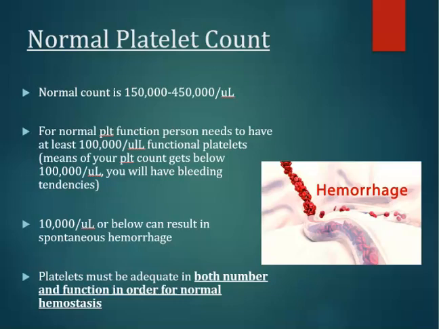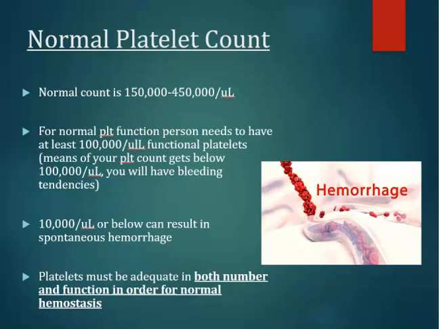So what's your normal or average platelet count for a patient? The normal platelet count is 150,000 to 450,000 platelets per microliter. For normal platelet function, a person needs to have at least 100,000 platelets per microliter. And this means if your platelet count gets below 100,000, you will have bleeding tendencies. So you want at least 100,000 platelets. If you have a patient that gets below 10,000 platelets per microliter, it can result in spontaneous hemorrhaging.